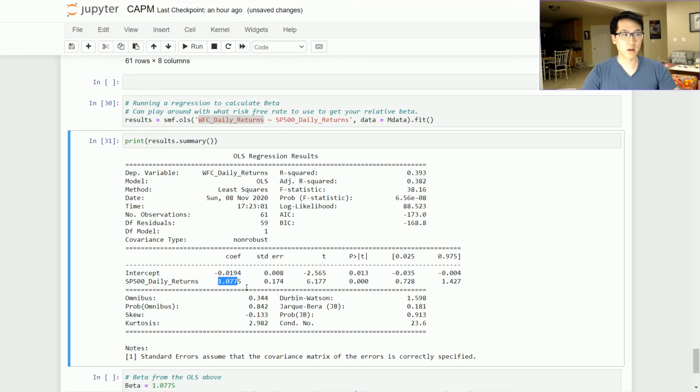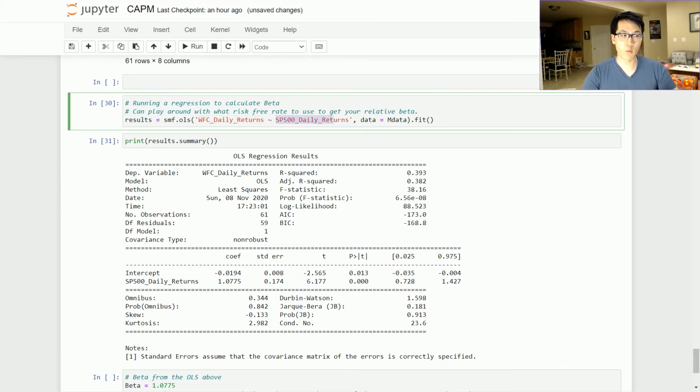So you can also think of it this way: if the S&P were to lose $1, then the Wells Fargo price is going to lose 1.0775. So you can see both sides of the same coin. You can think of it as just a multiplier on its volatility.